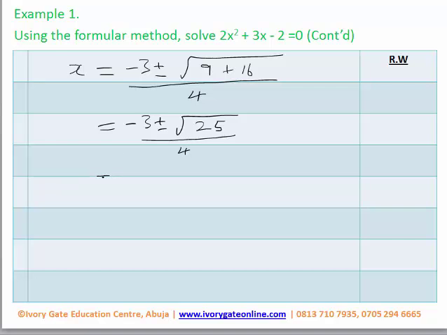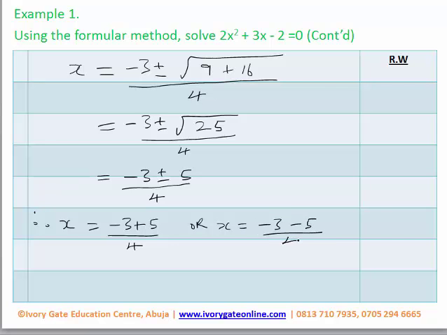Then this gives us minus 3 plus or minus square root of 25 is 5 all over 4. Therefore, x is equal to minus 3 plus 5 all over 4, or x is equal to minus 3 minus 5 all over 4.